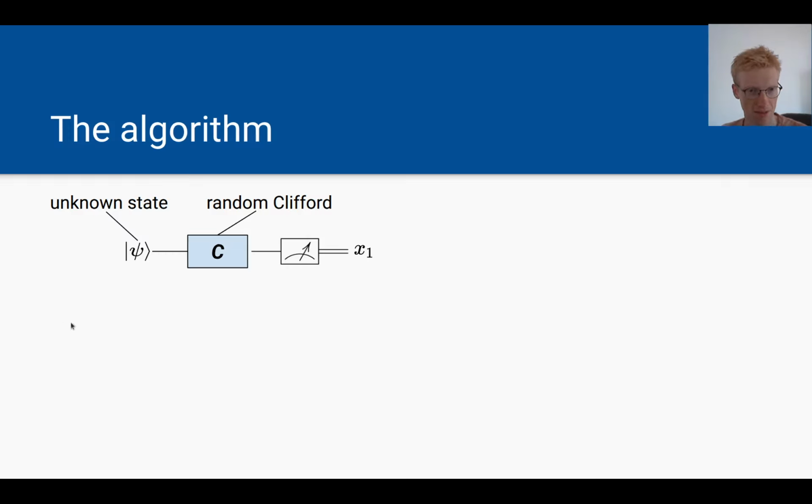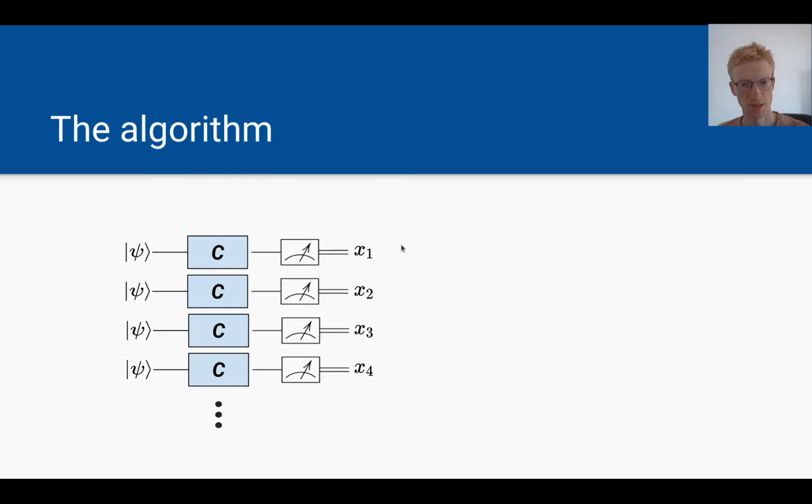Let psi be the unknown state. Then we sample once a random Clifford C, apply it to the state, and then measure in the computational basis to obtain some measurement outcome x1. Now in the algorithm, we don't do this only once, but many times to accumulate samples from this measurement routine. Here C is always the same Clifford that we sampled once randomly at the beginning.